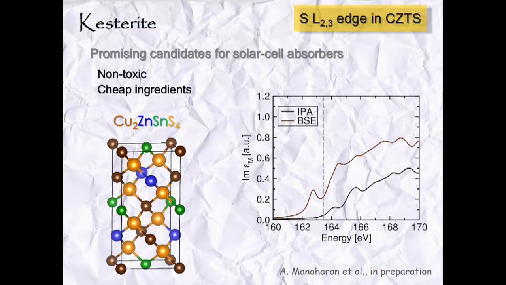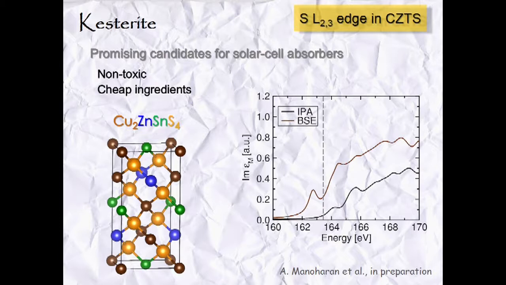So obviously, we have strongly bound excitons here. You also see this line here, the gray line, is the absorption onset you would expect from the independent particle approach. So we have a peak below. That means we have an exciton with a binding energy of a few tenths of an electron volt.